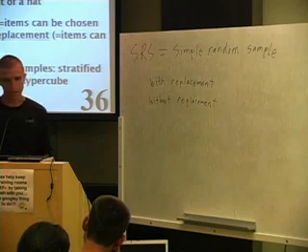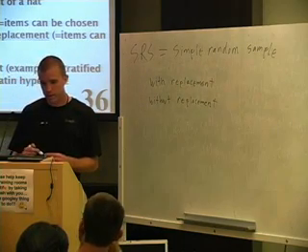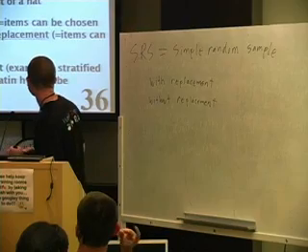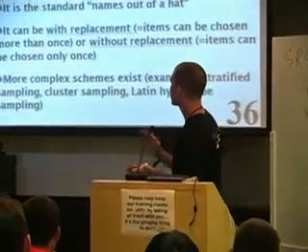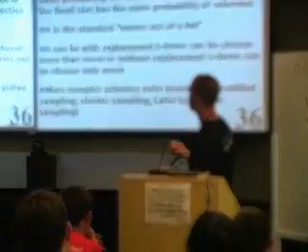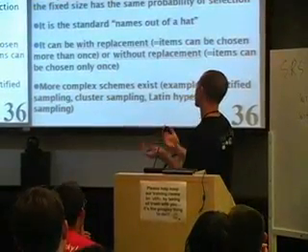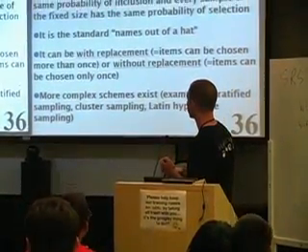And then, of course, the more complex schemes. The book talks a little bit about stratified sampling. There's also cluster sampling, Latin hypercube sampling. There's a lot of different sampling techniques that preserve the fairness, but also increase the uniformity, which decreases the variance.